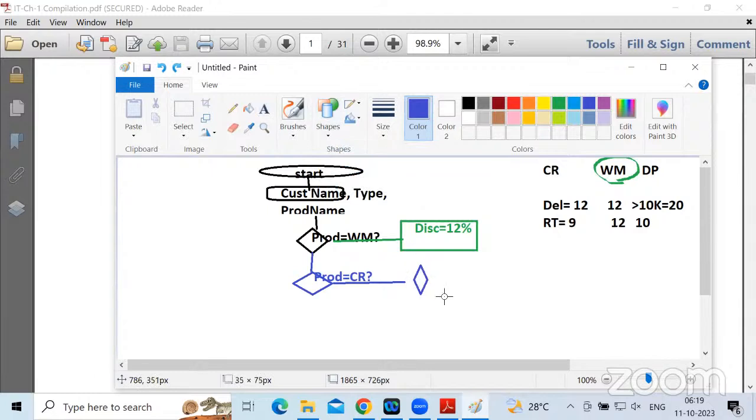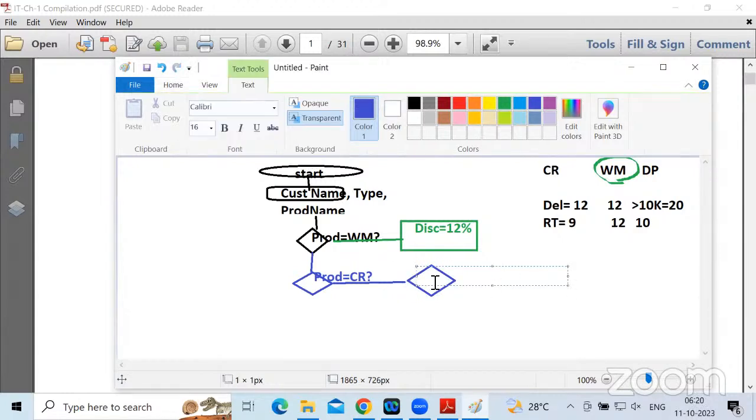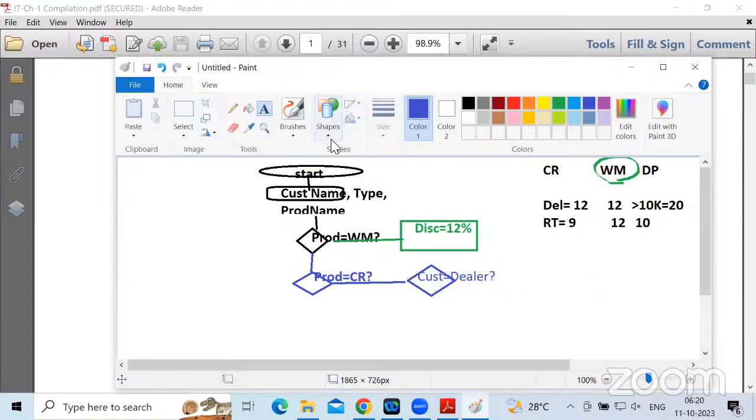Whether he is a retail customer or a dealer. So simply ask the question. Customer is equal to dealer, question mark. Now for this, there can be two answers, namely yes or no. It can be yes or it can be no. So I draw this as yes and draw this as no.